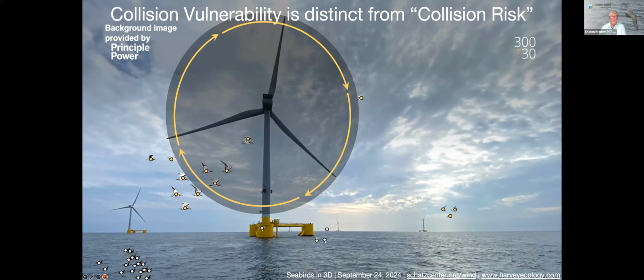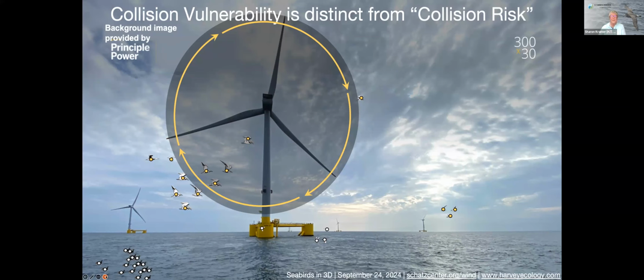I'll go through these really quickly. So these birds now have been dotted. The yellow dots are the birds that are flying at the height of the rotor swept zone, and the white dotted birds lower are below the rotor swept zone. And again, Arne mentioned this as well, that there really are differences by species, which ones do fly higher and which ones stay lower. But the ones that are dotted yellow are the ones we are considering vulnerable to collision.